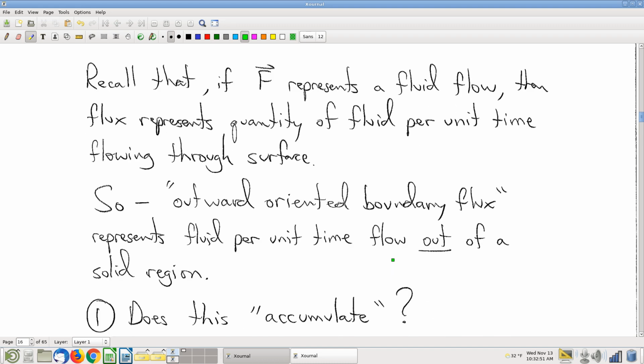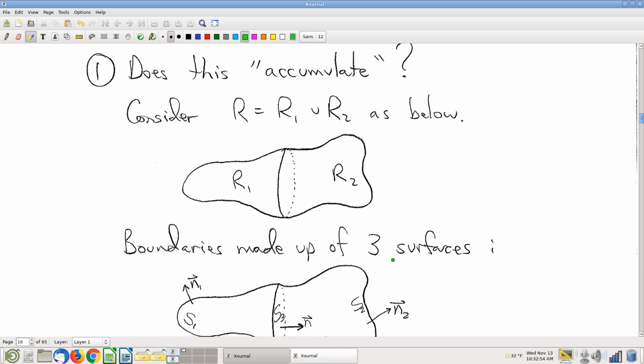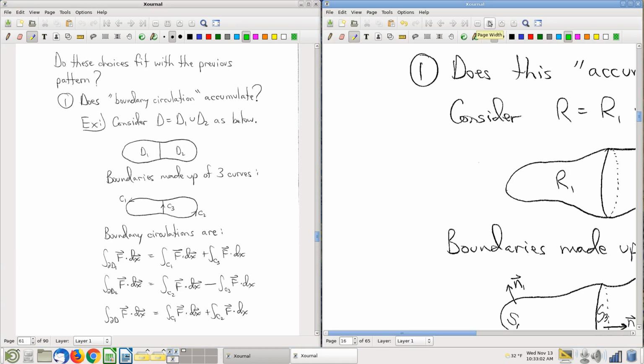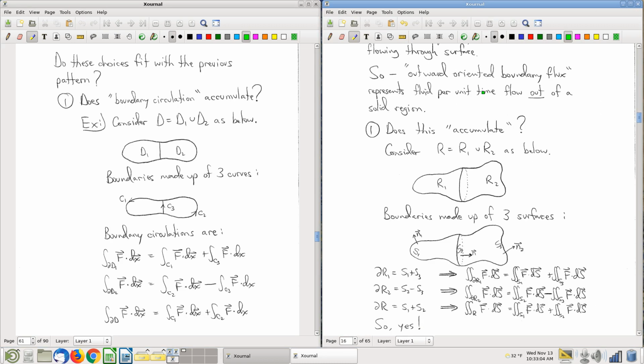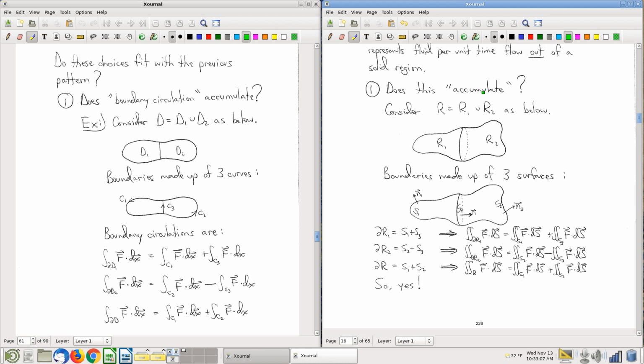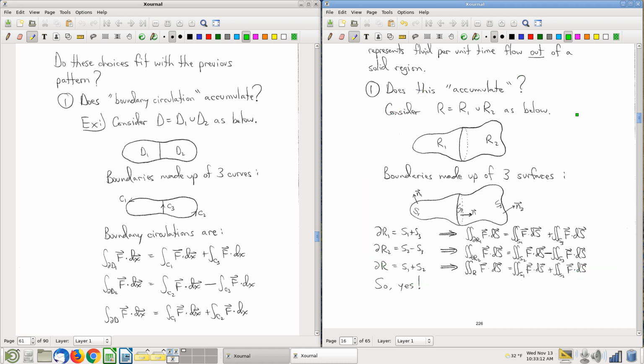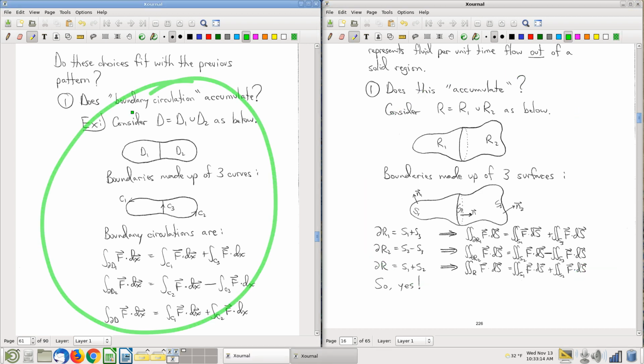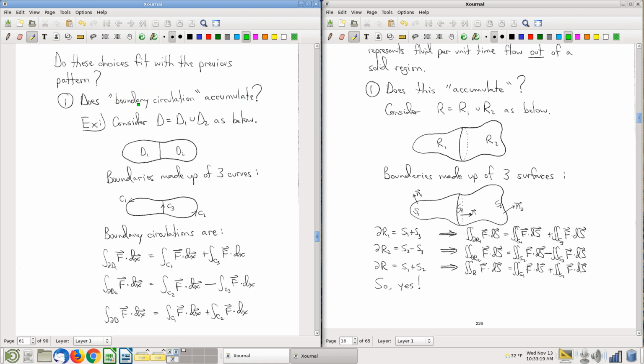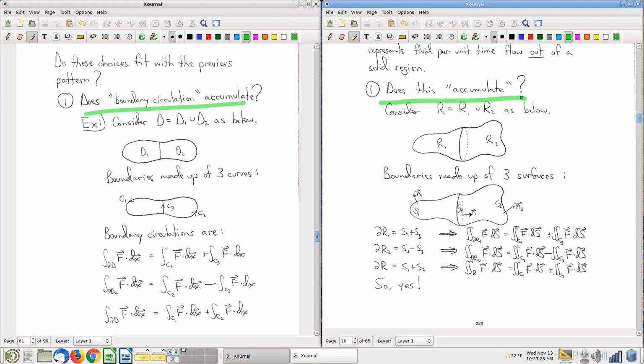So we're going to ask questions here. Let me go ahead and switch over to the... Hang on a second. I want to emphasize the strength of the analogy by comparing the arguments that I'm going to make here for Gauss's divergence theorem with, now this is literally taken right out of our lecture notes from arguments that we made developing Green's theorem. So with Green's theorem, does boundary circulation accumulate? With Gauss's theorem, does this outward-oriented boundary flux accumulate?